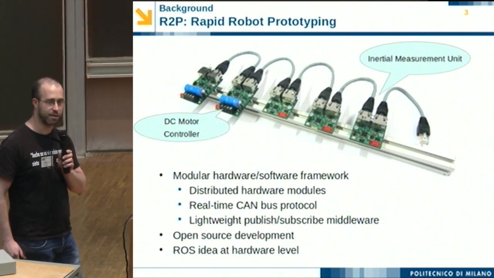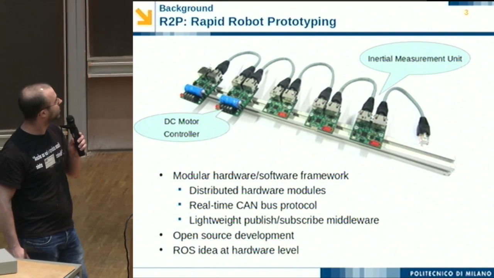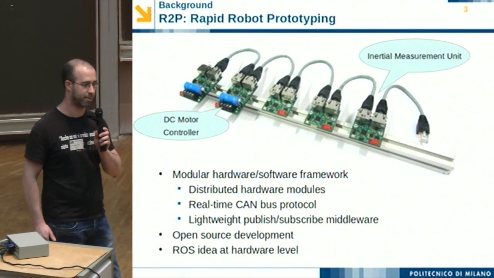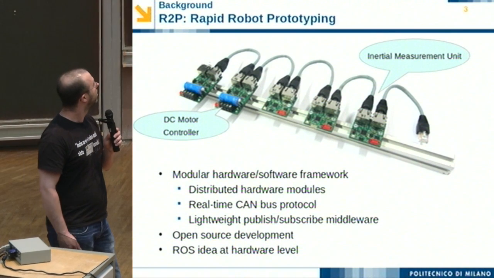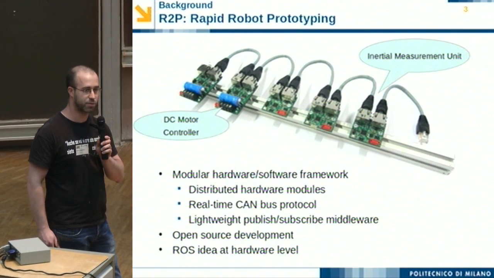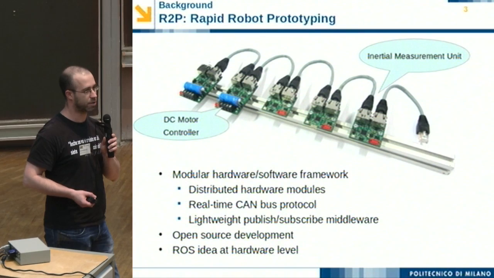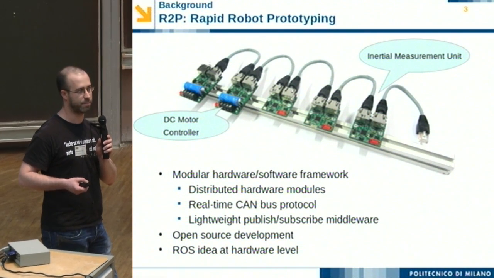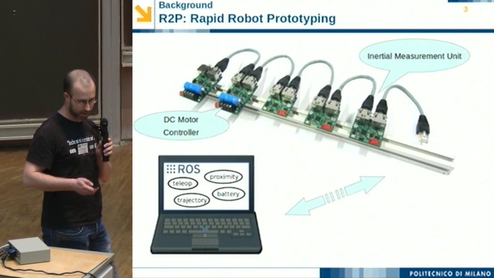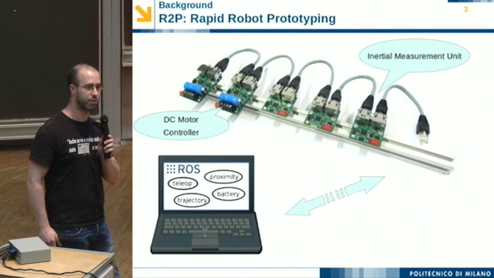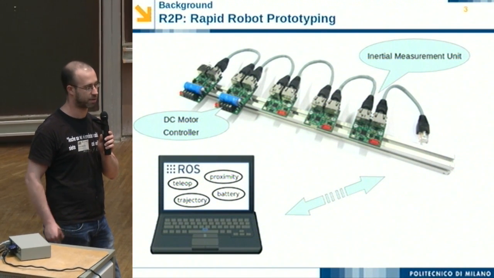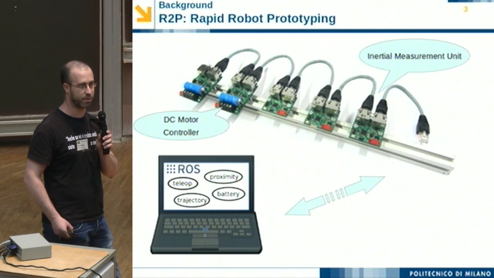The boards are interfaced with a real-time CAN bus protocol and with a lightweight publish-subscribe middleware. The goal of R2P is to implement and control the low-level software of the platform. But then, of course, we have to implement also the high-level software, which is often developed with ROS.